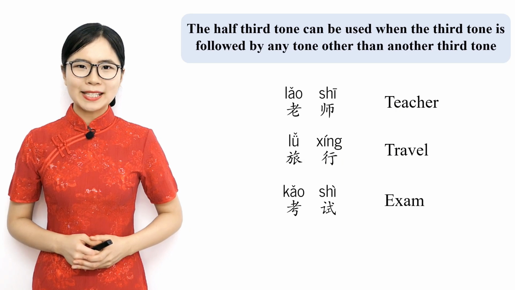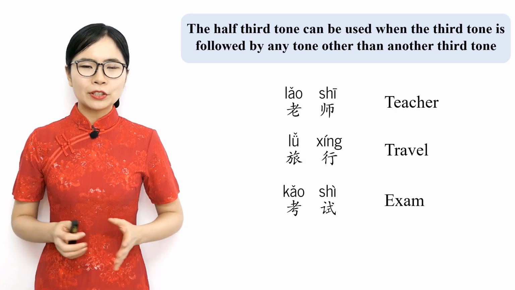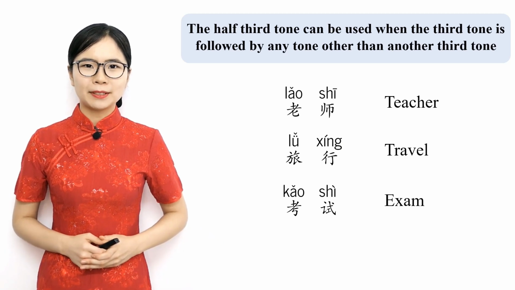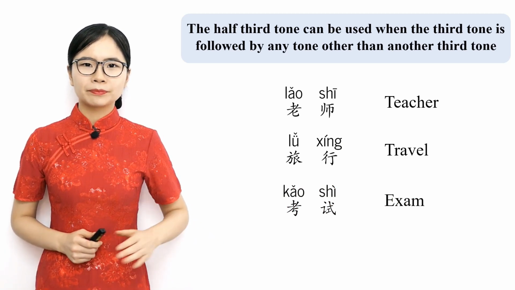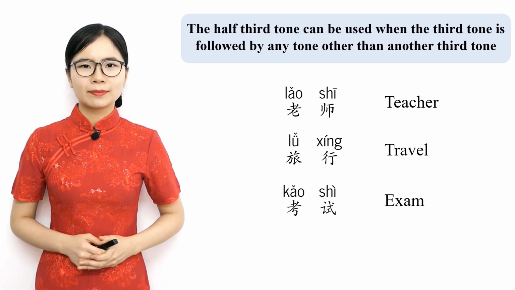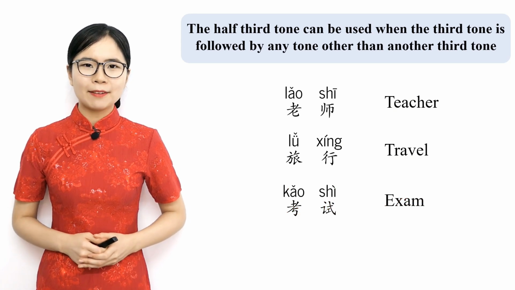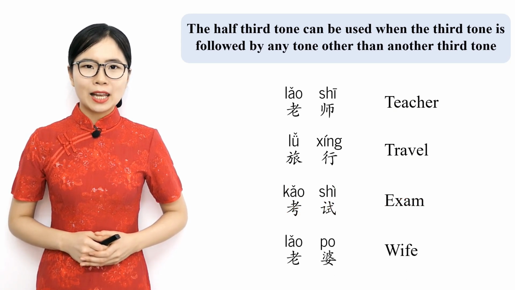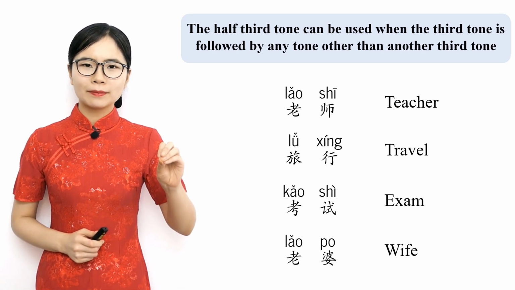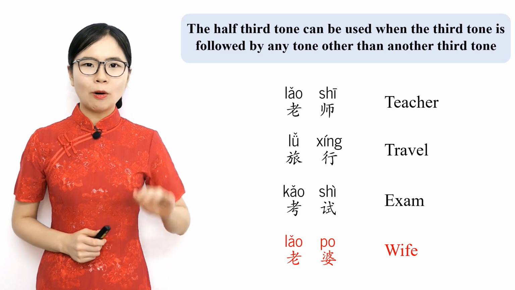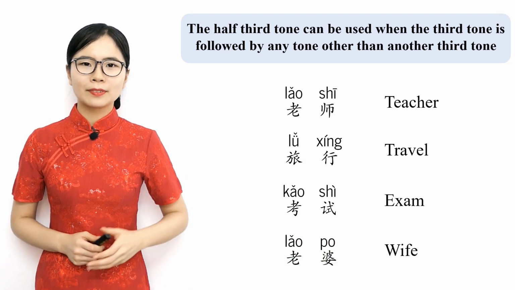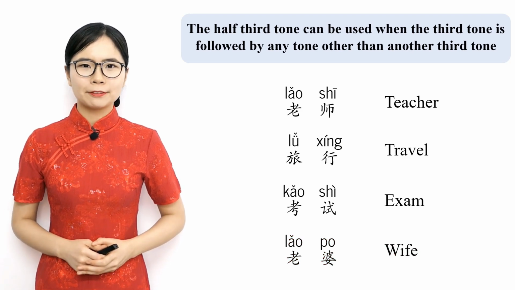考试 means exam. With the half third tone, it becomes 考试. Please repeat after me. 考试, 考试, 考试, exam. And 老婆, wife, becomes 老婆, 老婆, wife.